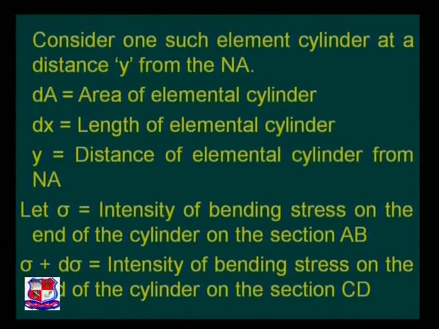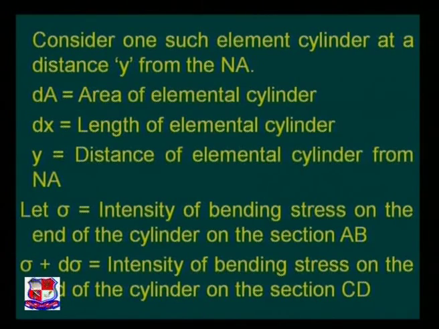Let sigma be the stress, the intensity of bending stress, not the shear stress, on the end of the cylinder on the section AB, while sigma plus delta sigma is the bending stress on the cylinder on the section CD.